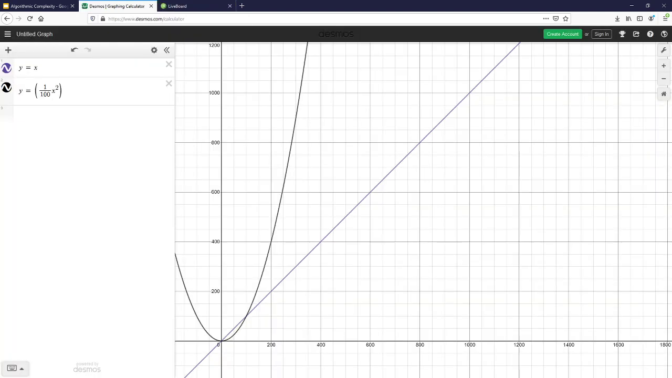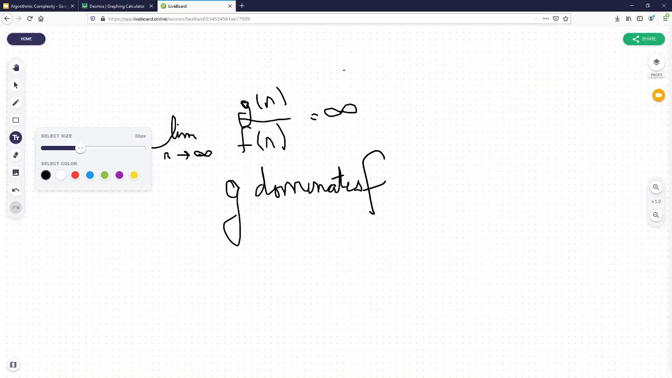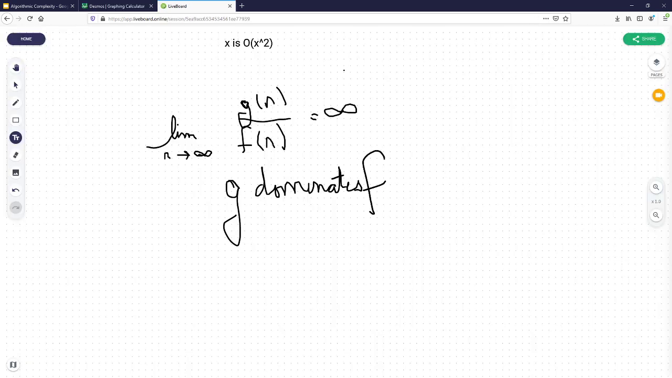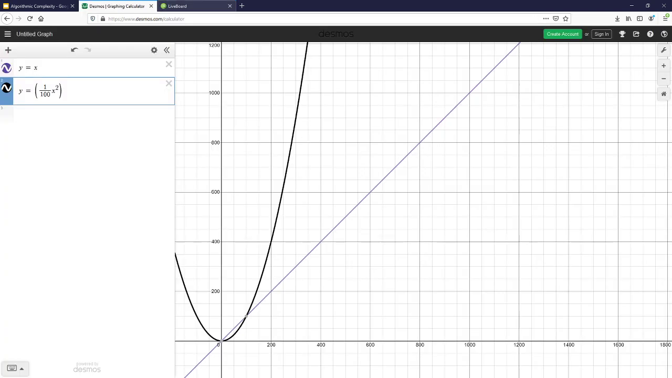Okay, so let's talk about some other functions, right? In this sense, what we would say is that x is big O of x squared, right? That's what we would say. And the reason why we would say that is because eventually x squared gets bigger than x and stays that way forever. Which means x squared is a bad algorithm compared to x. That's true.